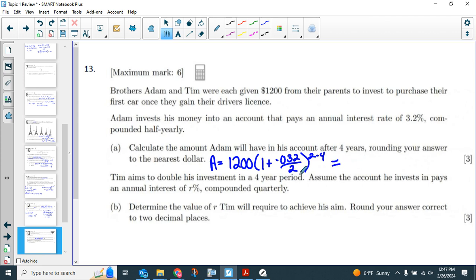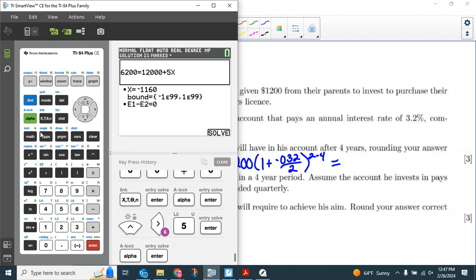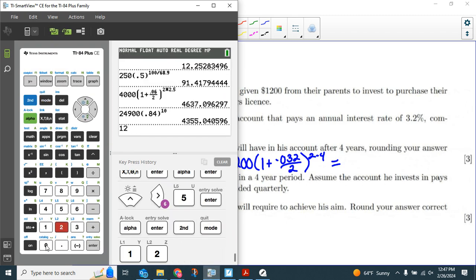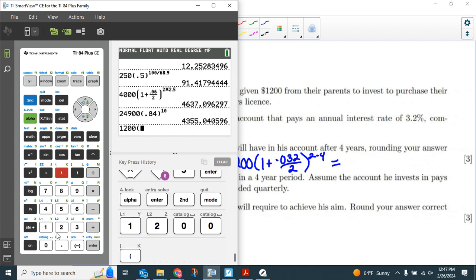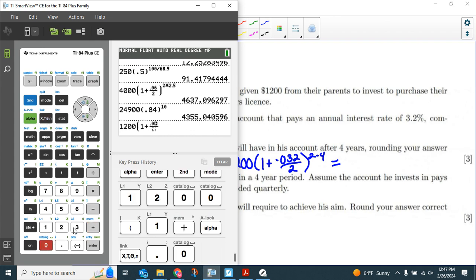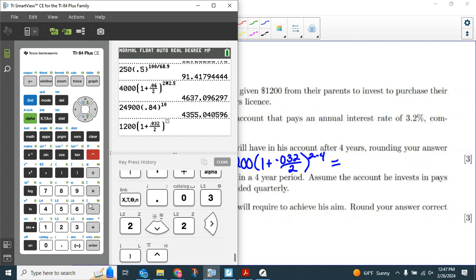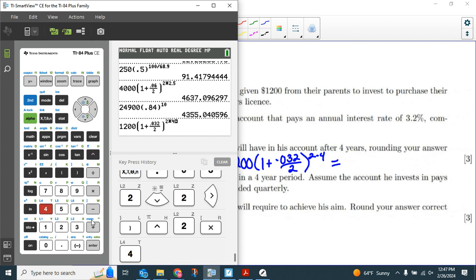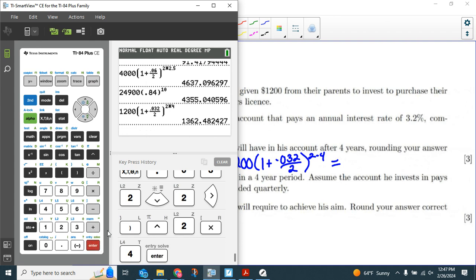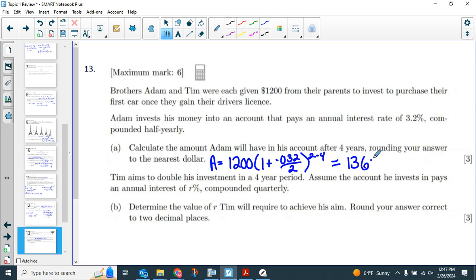And they do want the total amount in his account, not just the interest, so we do want that. So 1,200 times 1 plus 0.032 over 2 to the 2 times 4 power. Right, 1362.48. Oh, it wants it to the nearest dollar.